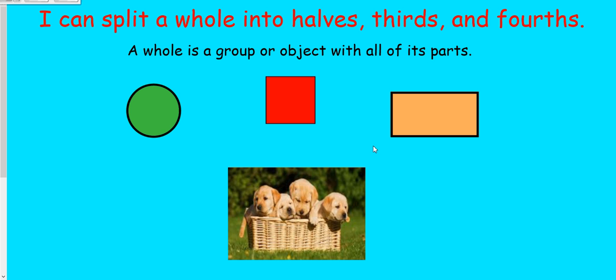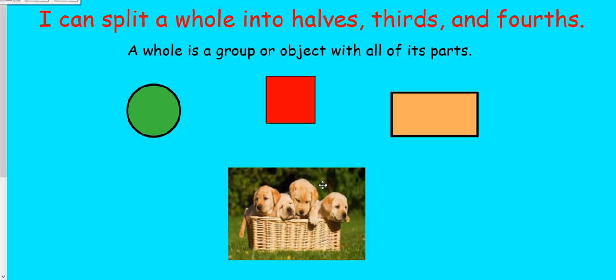Our I can statement today says, I can split a whole into halves, thirds, and fourths. A whole is a group or an object with all of its parts. That means that the group or the object has not been split up or divided. This circle is a whole. This square is a whole. It has not been split up. This rectangle is a whole. It has not been split up.